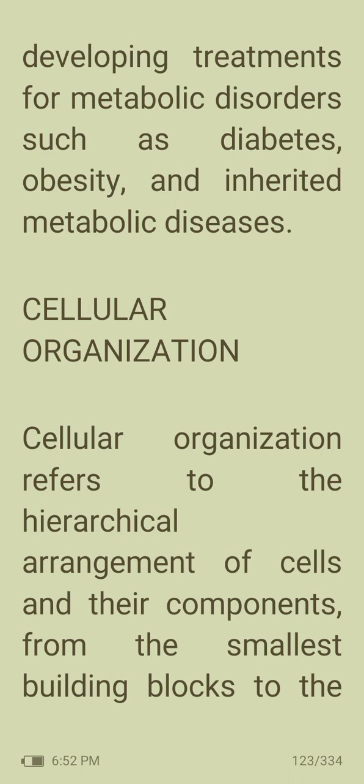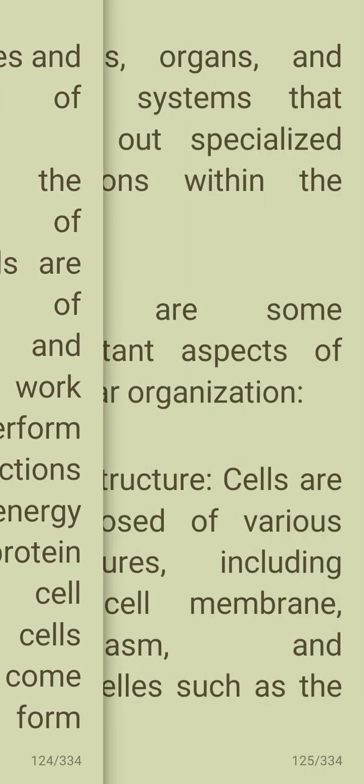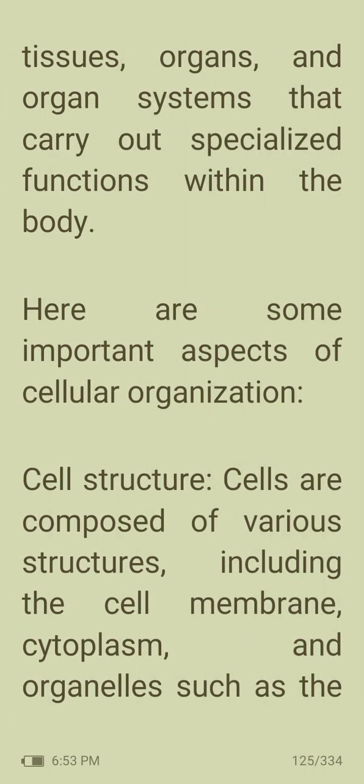Next, cellular organization. Cellular organization refers to the hierarchical arrangement of cells and their components, from the smallest building blocks to the complex structures and functions of multicellular organisms. At the lowest level of organization, cells are made up of biomolecules and organelles that work together to perform essential functions such as energy production, protein synthesis, and cell division. Those cells can then come together to form tissues, organs, and organ systems that carry out specialized functions within the body. Here are some of the important aspects of cellular organization.